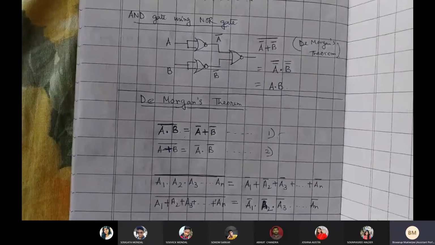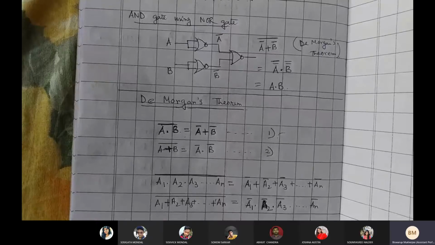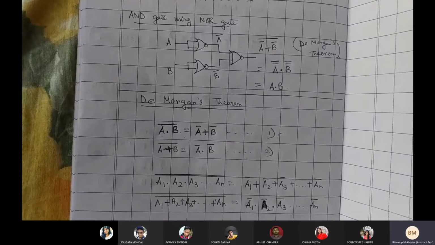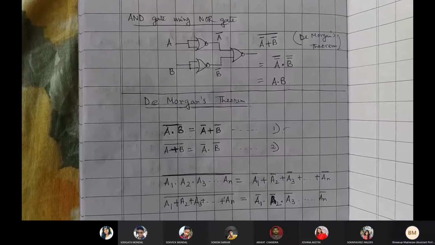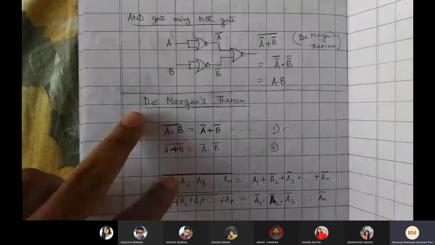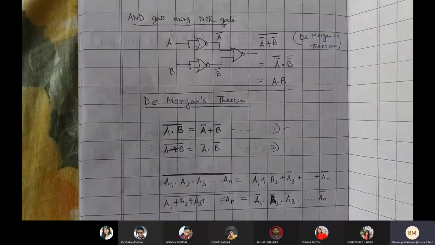For minimization of Boolean functions or Boolean algebra, in order to minimize them, we generally use these two particular theorems. So this will be very much useful. There are other separate laws also. We'll be discussing that right today.